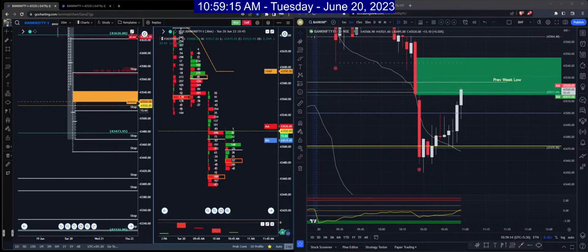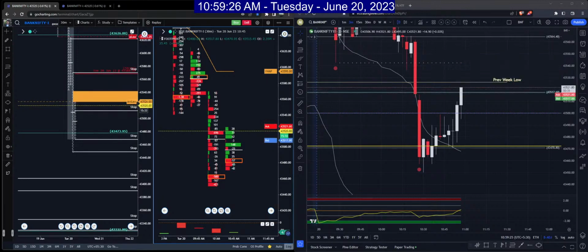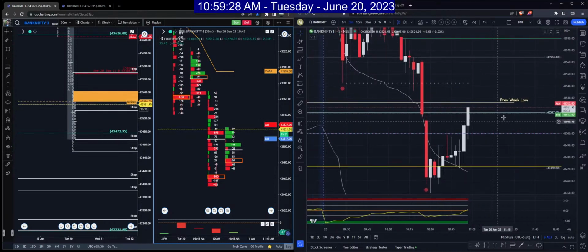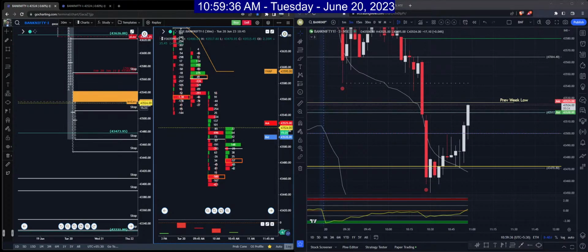So I entered at 214, that is 43,500 put. I entered at 214, exited at 210. It was a 4-point SL trade. Okay, so that trap buyer is gone now. Now I'm looking for some supply to come in at previous week's low. So previous week low has been tagged. I was a bit too early in the trade.